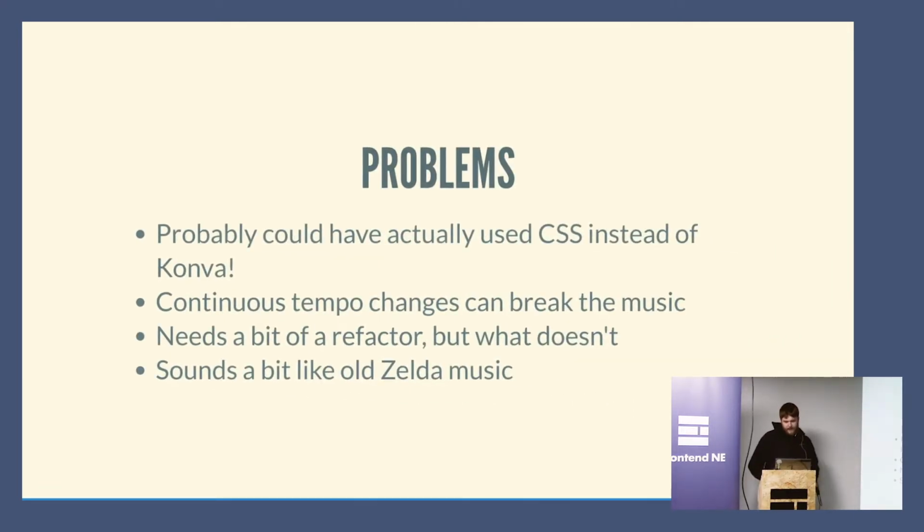Okay, so problems with it. I probably could have just used CSS instead of using Canvas. CSS is much more my wheelhouse than the Canvas stuff is. So truthfully, I don't know why I didn't just do that in the first place. There are some bugs with Tone.js that mean stuff like on-the-fly tempo changes do tend to break stuff and they just silently fail.